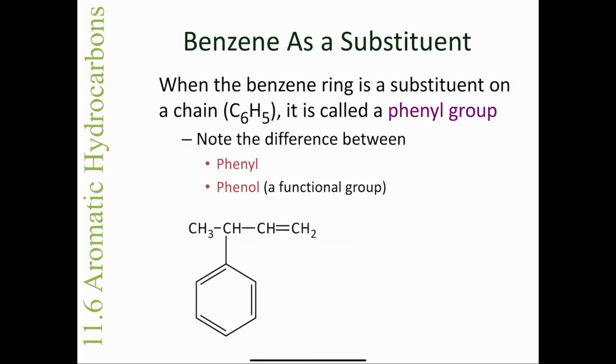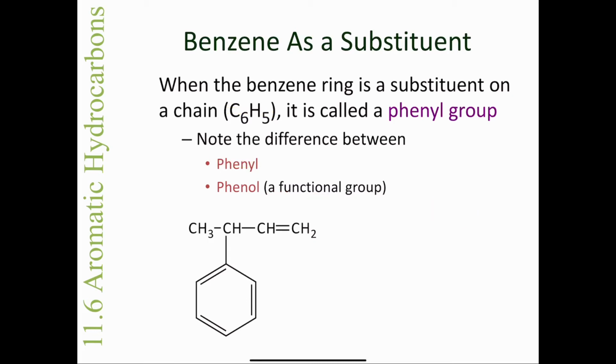In IUPAC nomenclature, the group derived from removing one hydrogen from benzene is called a phenyl group. An aromatic hydrocarbon attached to a long aliphatic group is named as a phenyl-substituted hydrocarbon. Notice there's a big difference between the names. Phenyl is when benzene is a substituent, or a phenyl group, and phenol is this molecule here, which is also a functional group.